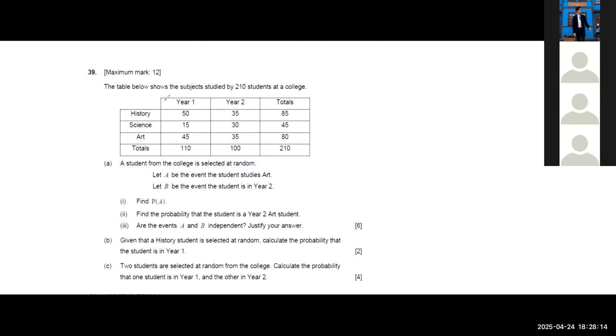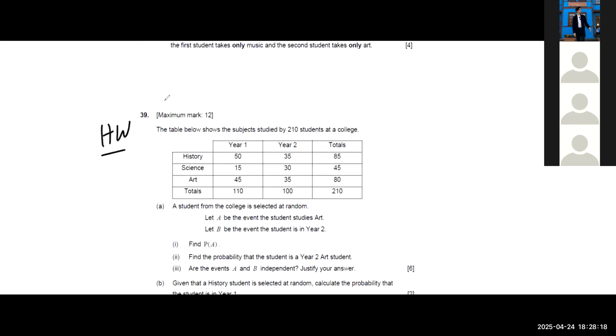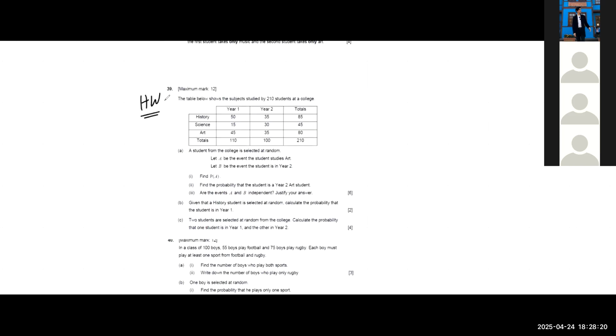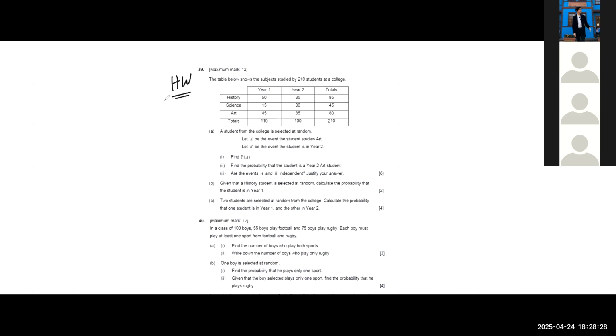Let's quickly do this. Actually, no, this is homework, because I just explained independence to everybody. So this question is super important. B and C not that much, but this is 6 points. Make sure you do both of these questions, and if you can do these fully with no issues, you are good to go with Venn diagrams and two-way tables.